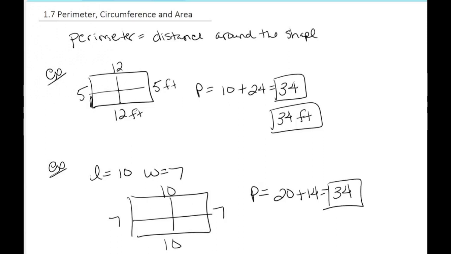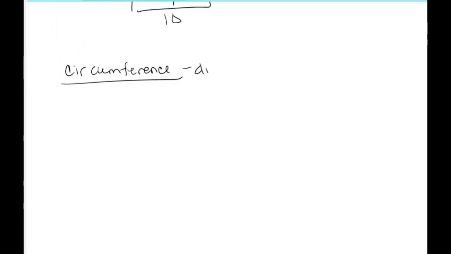Okay, that's it for perimeter around rectangles. So that shouldn't be too bad. All right, let's talk circumference. Circumference is the equivalent to perimeter when dealing with circles. So this is the distance around a circle. And we have a formula. The formula is circumference equals 2 pi r.